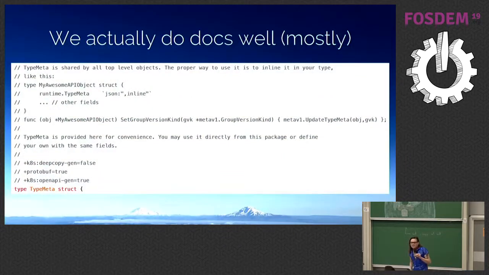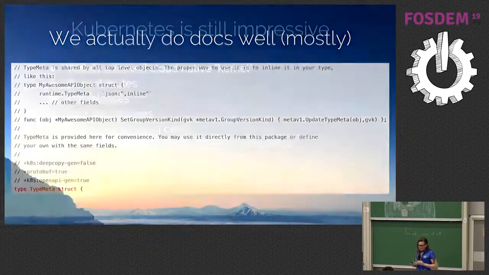But the one thing we actually do really well is docs. This is one of my favorite things to tell gophers: there's documentation in the Go standard library on how to write Go docs, and Kubernetes follows that really, really well. If you look in the Kubernetes documentation, you'll see that the first word is the name of the entity, or as we learned earlier, object, shared by all the top-level objects, the proper way to use it inline, and then it tells you how to use whatever you're defining below. Then we have some fancy protobuf tags at the end with an example as well. So hats off to the Kubernetes authors for writing good Go docs.